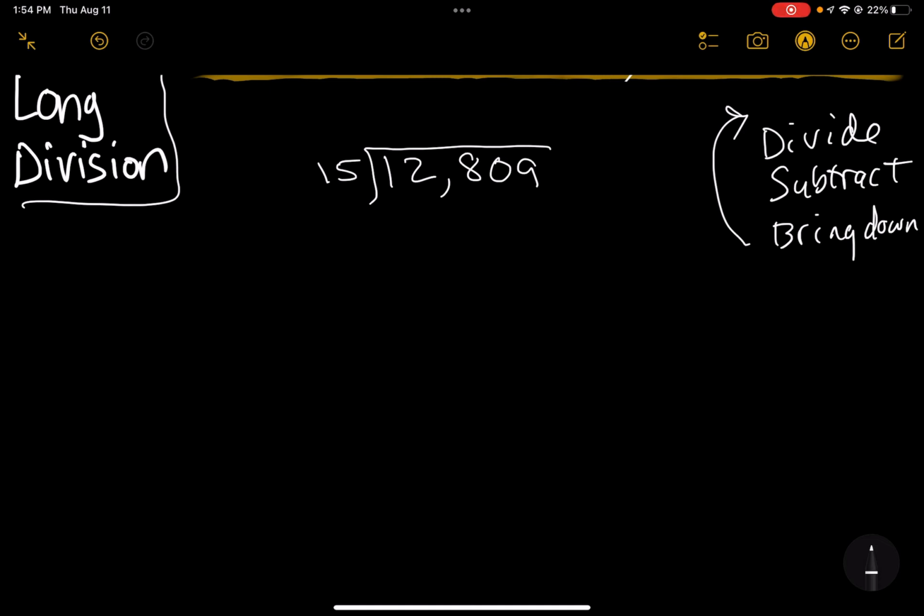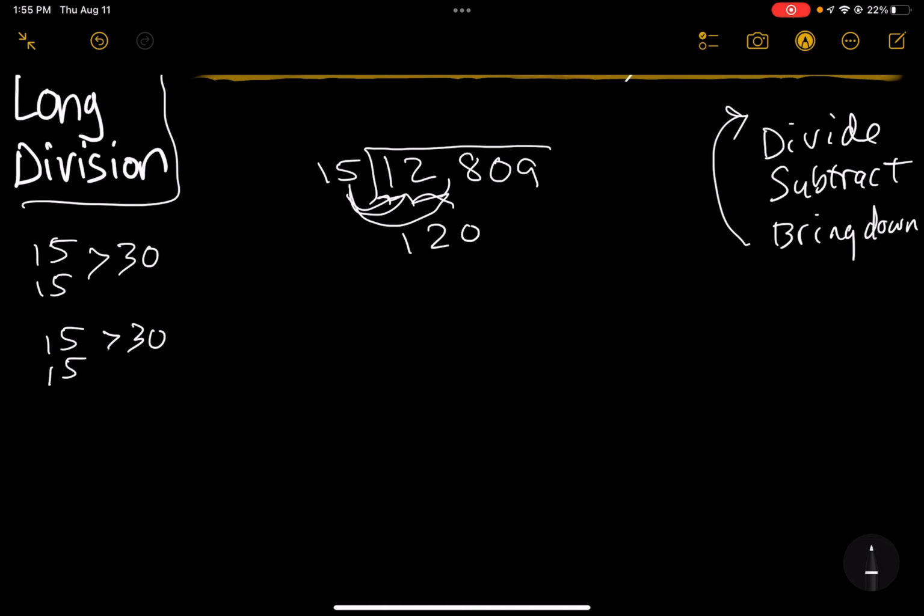Let's see, 15 cannot go into the 1, it cannot go into the 12, but it'll go into the 128. Now let's start to group the 15s and count them. 2 15s is 30, and 30 and 30 is 60. If I double 60, I get to 120, which is very, very close to 128. It only leaves me with 8 left over. So how many is that?